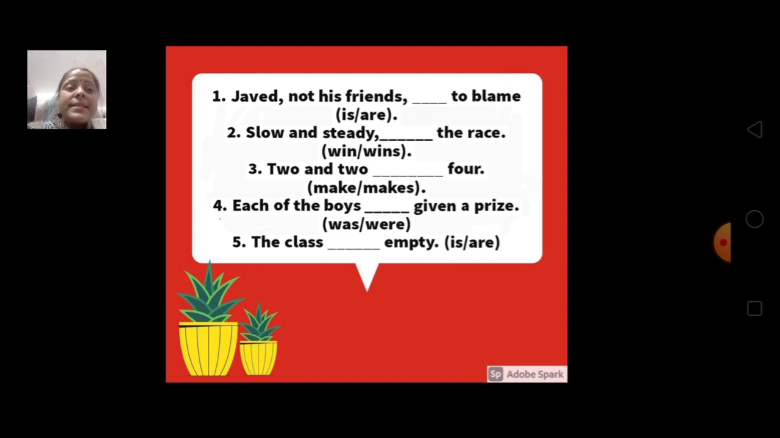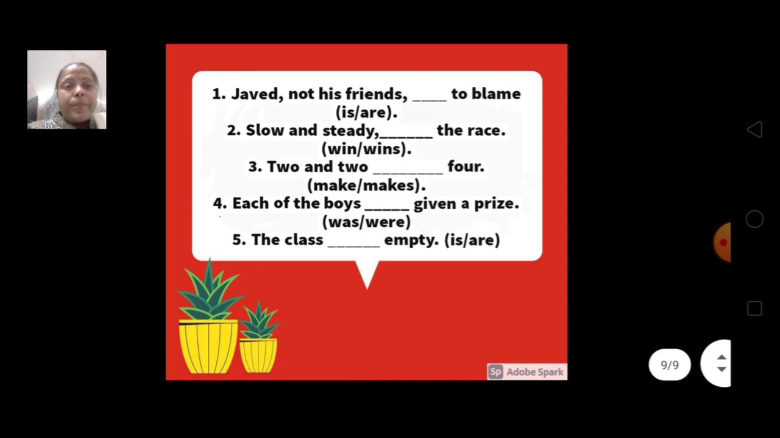The class dash empty. Here also we are talking about the class. It's a collective noun. The class means a room, a place. We are talking about it collectively, a class in which many students sit. So we will use a singular verb. All right. The class is empty.